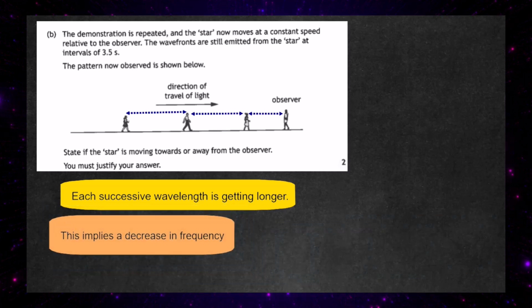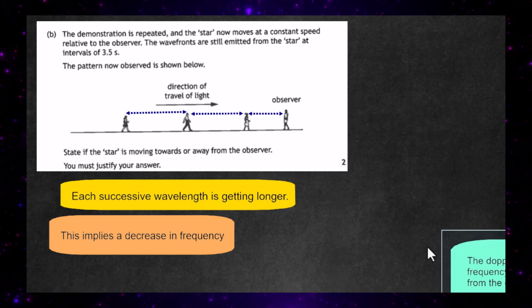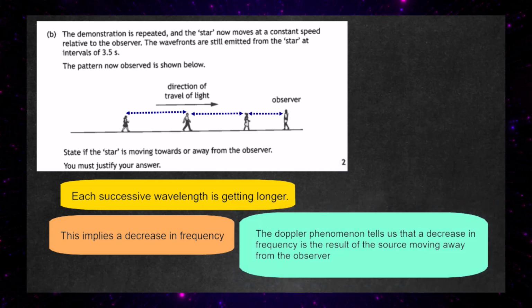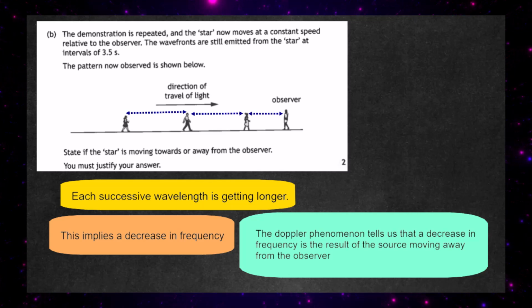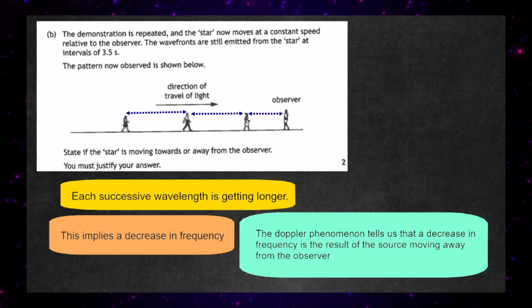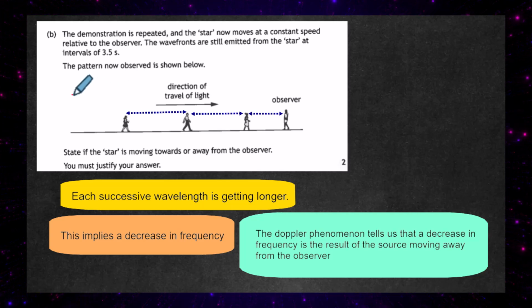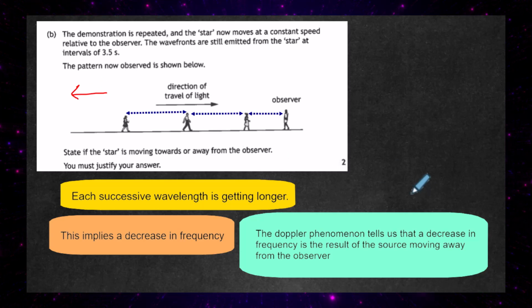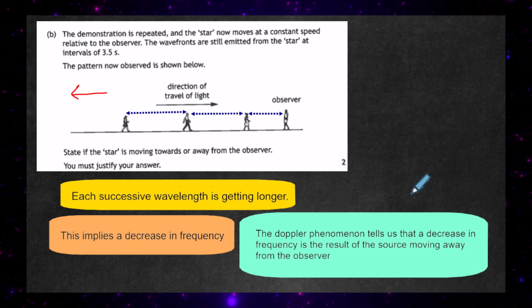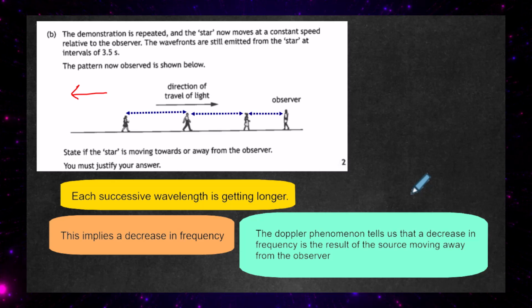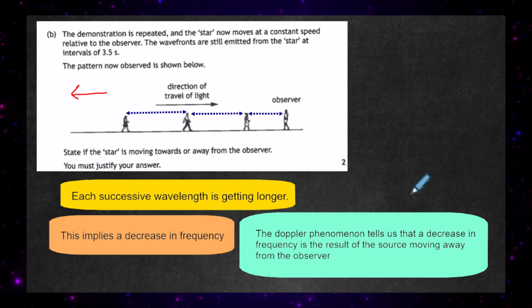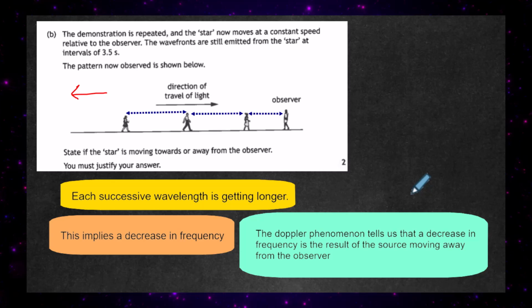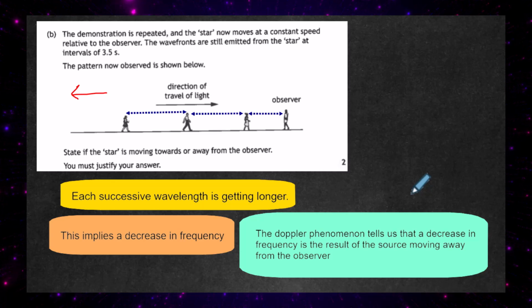Now, when you get a decrease in frequency, you think of the Doppler effect. What does that tell us? Well, the Doppler phenomenon tells us that a decrease in frequency is a result of the source moving away from the observer. So in this case, the source is moving away from the observer, because the observer is seeing the wavelength being stretched, in other words, redshifted into the longer wavelength. And that's the justification for your answer. The wavelengths have been stretched out, therefore the source of the waves is moving away from the observer.